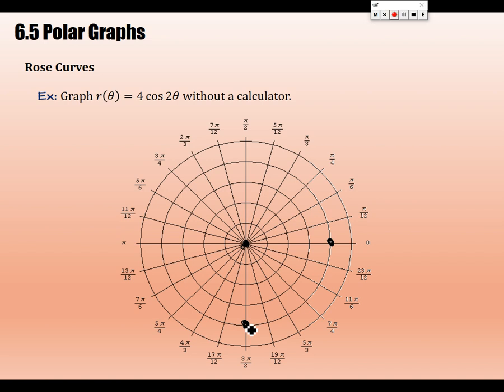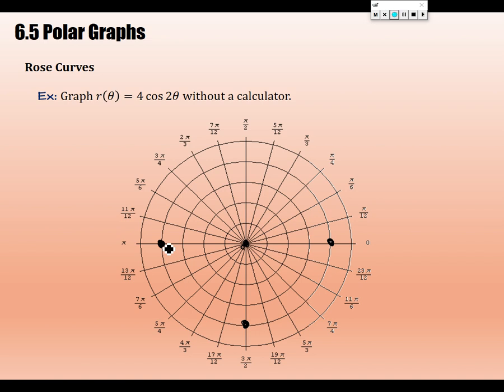Okay. 3 pi over 4, where are we back at? Cosine of 3 pi over 2 is 0. Back at 0 again. Let's just go to the cardinal directions some more here. So now we're at pi, or what do we get? Just 4. 1, 2, 3, 4, but in the pi direction. So 4 units out in the pi direction.